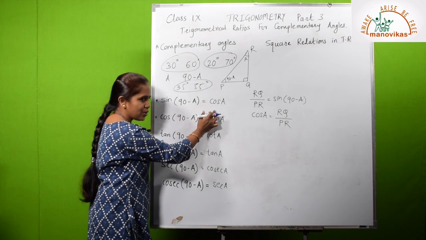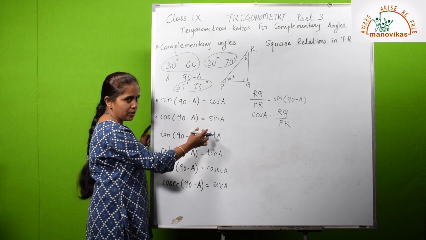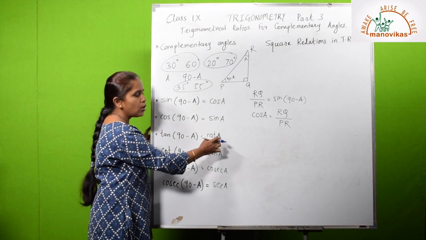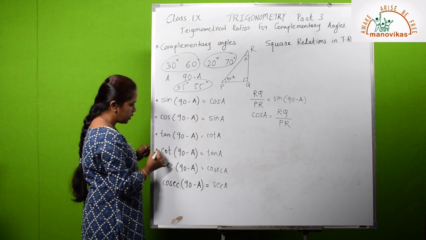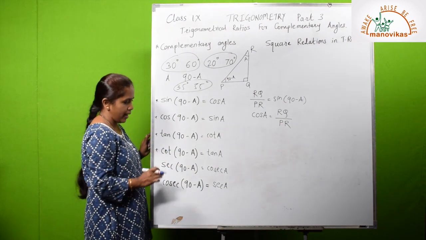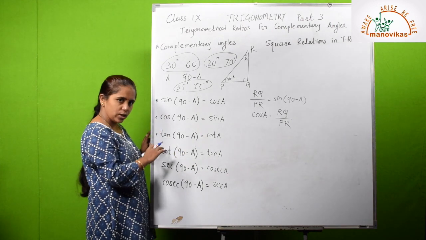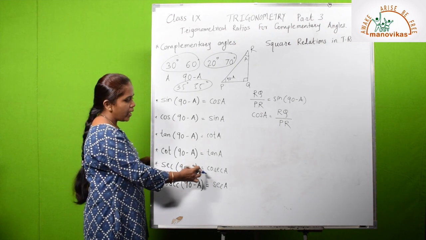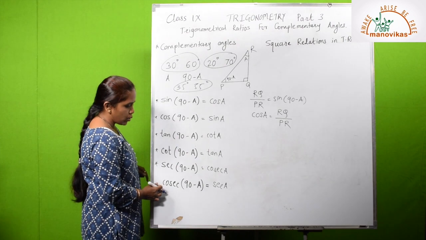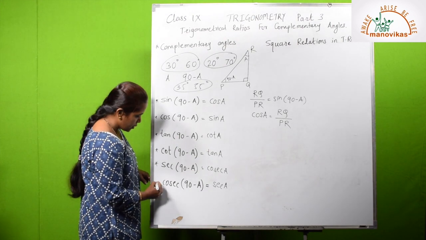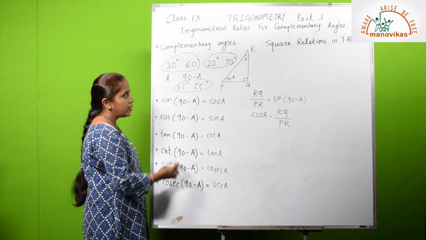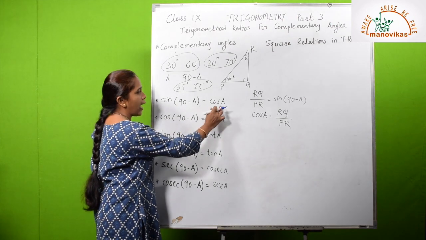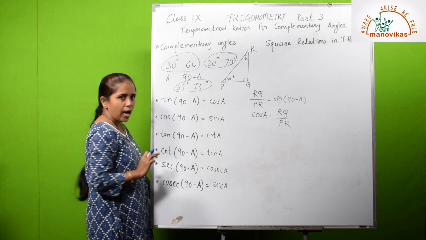So sine changes to cos, cos changes to sin here. Then tan 90 minus A is equal to cot A, and cot 90 minus A is equal to tan A. So tan changes to cot, cot changes to tan. Same, sec 90 minus A is equal to cosec A, and cosec 90 minus A we can write as sec A. So these are the trigonometrical ratios for complementary angles. Here 90 minus A and A are two complementary angles.